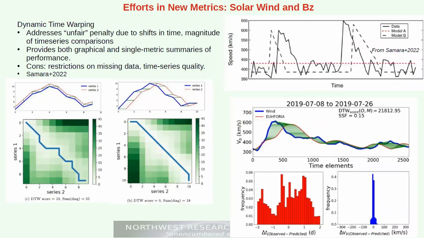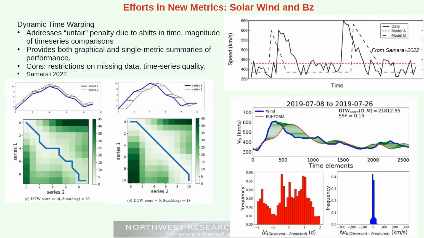There's also something called dynamic time warping, which is starting to be applied. And this is great because it addresses an unfair penalty that models have. If you get the event, but you got it kind of wrong in time, or maybe you had the timing perfectly in the time series, but you didn't quite get the magnitude right, it evaluates those two aspects so that you don't get penalized.